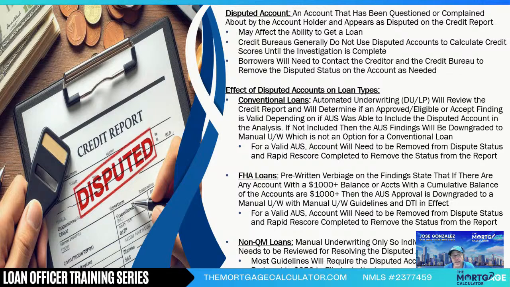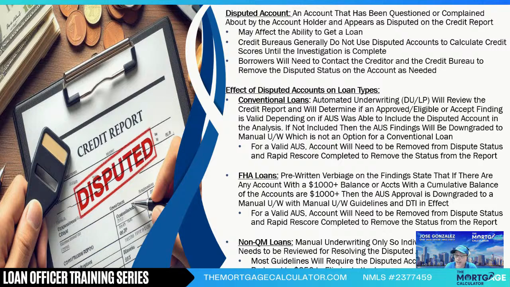And then that letter would have to be provided to the credit agency so that a rapid rescore can be completed to remove the dispute status from the credit report at the bureau level. That's the only way to resolve this. This is not like we'll do a credit supplement, give it to the underwriter, and they can see it. No, it has to be taken up at the bureau level.